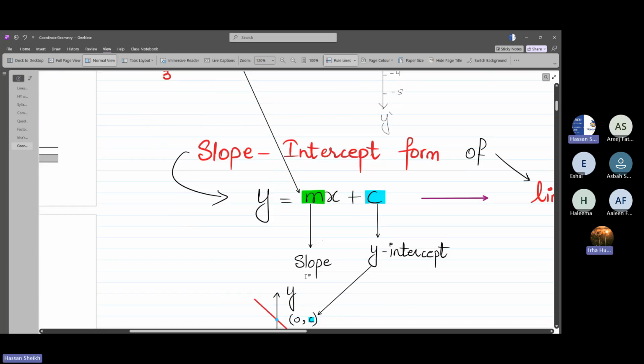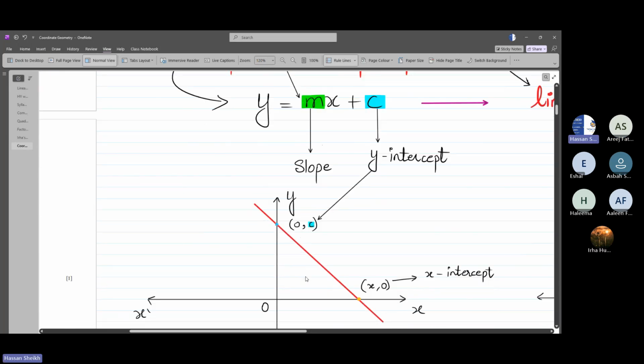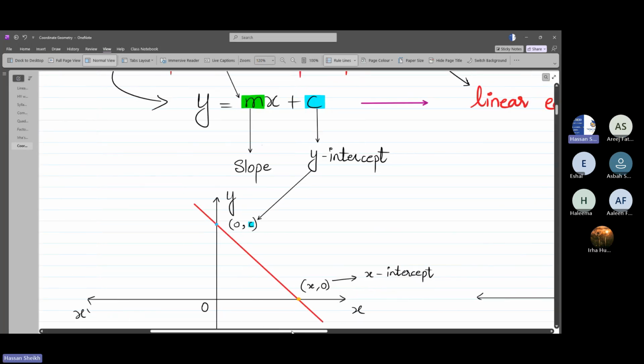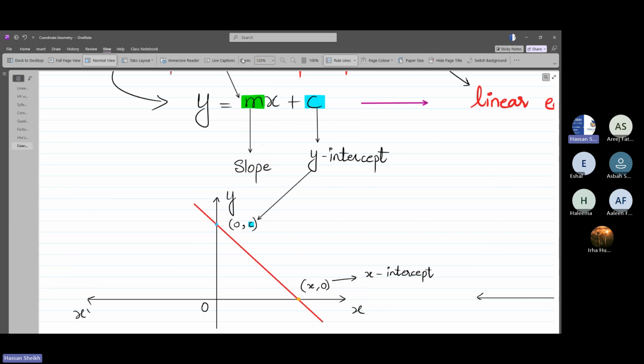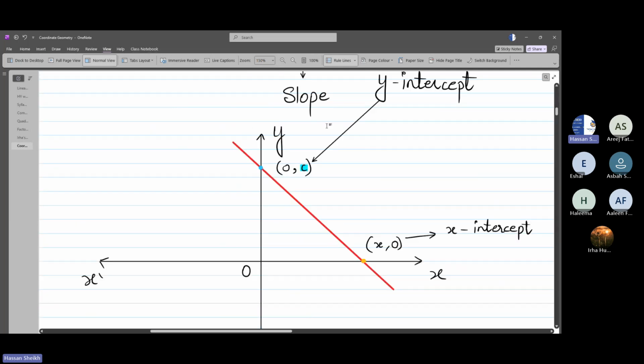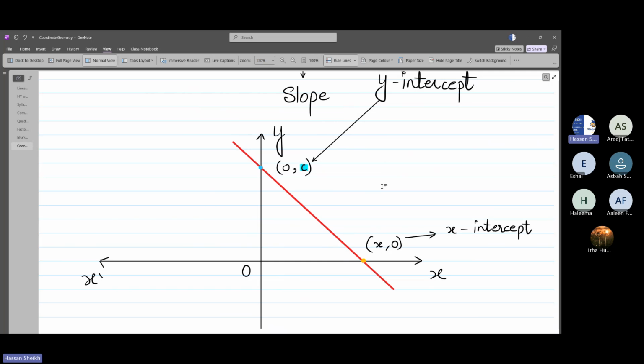And what is c? c is the y-intercept. What is the y-intercept? Y-intercept means where the line crosses the y-axis. That y point is c because the x point is 0. Why is the x point 0? Because remember, on the y-axis all the x points are 0 and on the x-axis all the y points are 0.